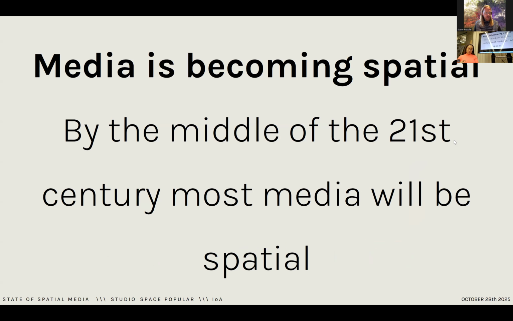So media is becoming spatial, and this is one of the speculations in our work, that by the middle of the 21st century, so by 2050, most media will be spatial. So basically, today you interact with media several hours a day, all of it through flat media. And by the middle of the 21st century, most of that interaction will be done through spatial media, is our speculation.